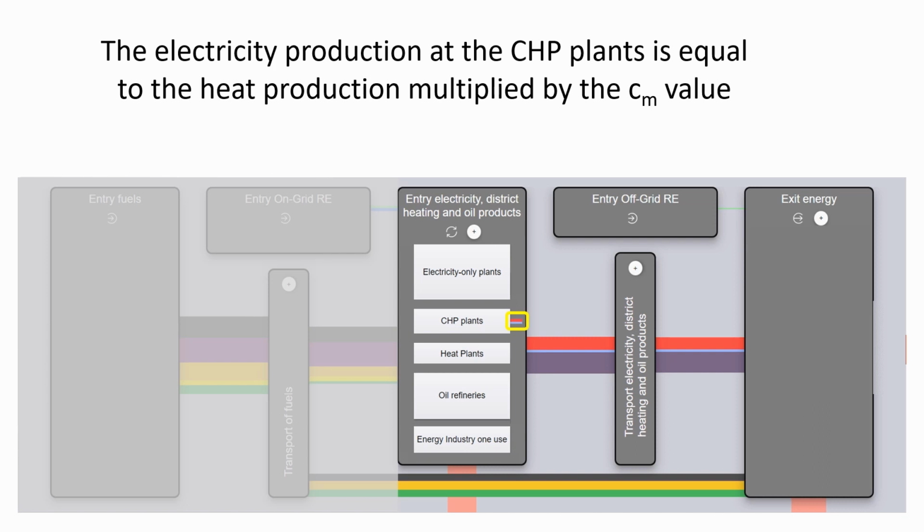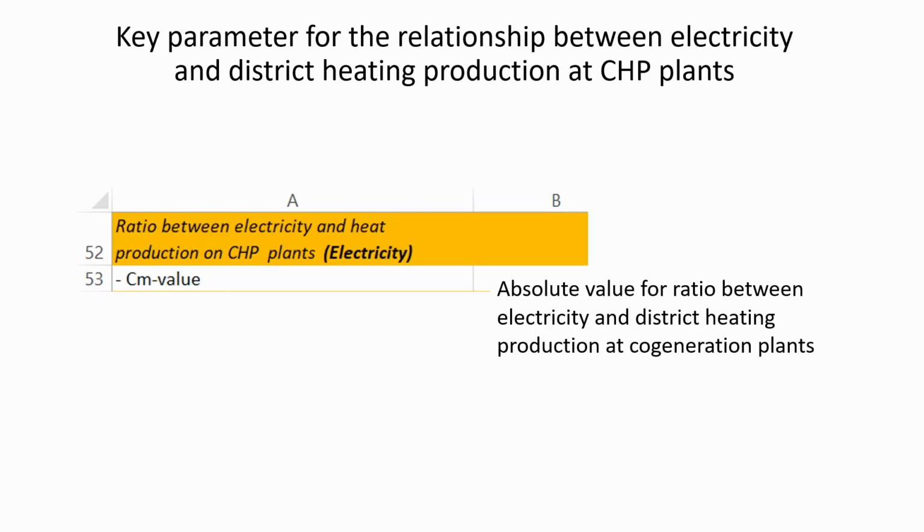The CM value is the relation between electricity production and heat production. If we know this key value, then we also know how much electricity is produced on the combined heat and power plants. In the Excel sheet, we define the CM value for the CHP plants.